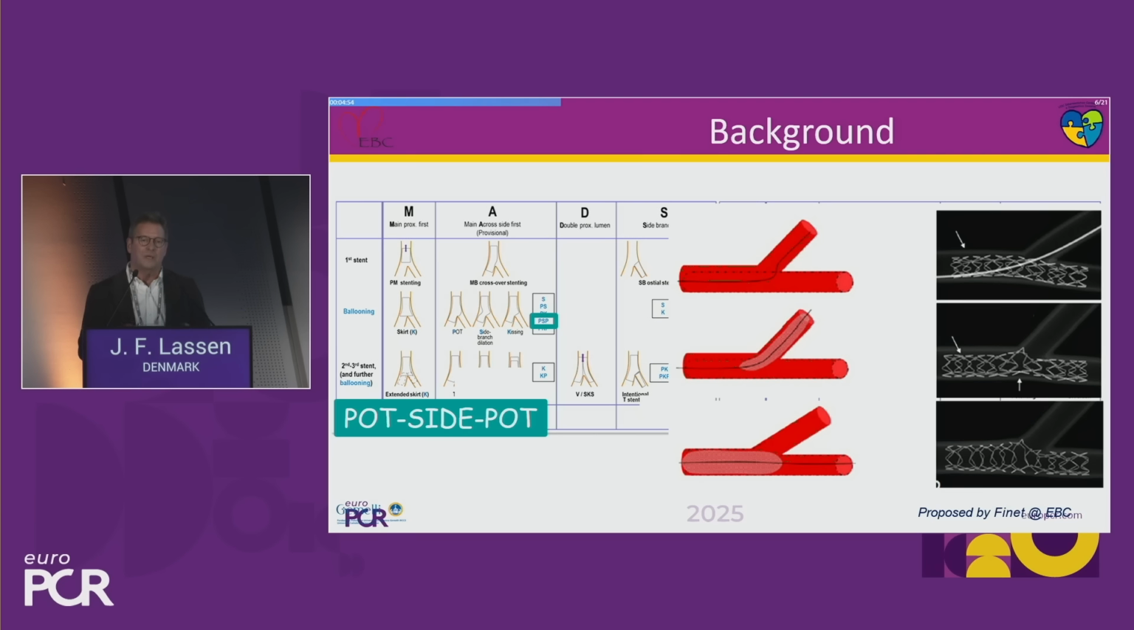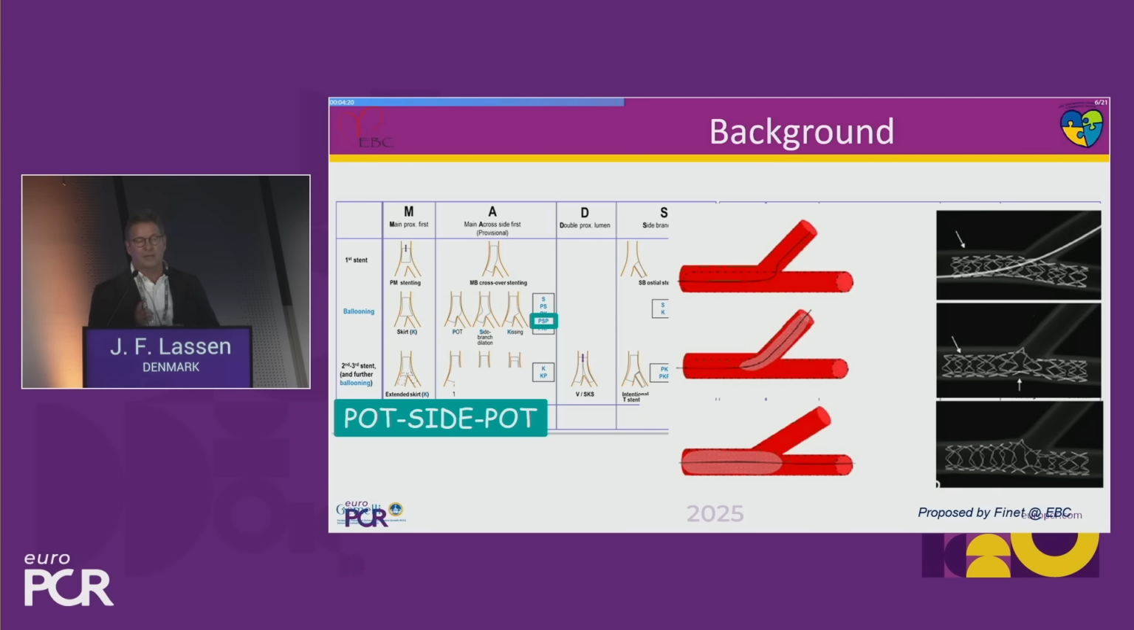The background is even more important, because it's very difficult to place the second POT balloon exactly at the carina when you have done a POT-side-POT. But it's very easy when you have done a kissing, because you have covered the entire polygon of confluence with balloons, so you don't need to go so deep with a POT. And if you go too deep, you close the side branch. So it's much easier to do the kissing, and it's much more appealing.